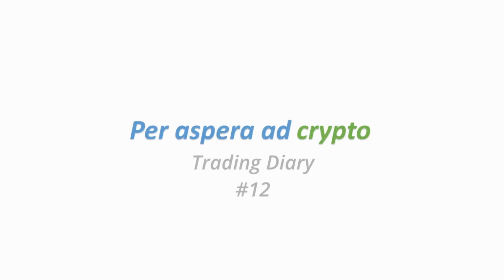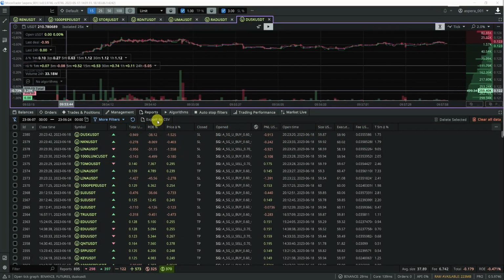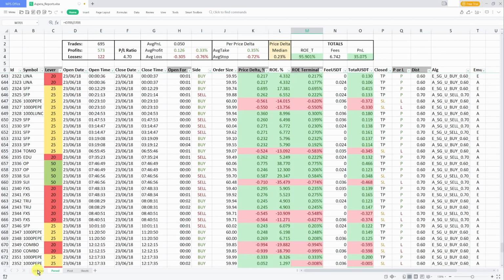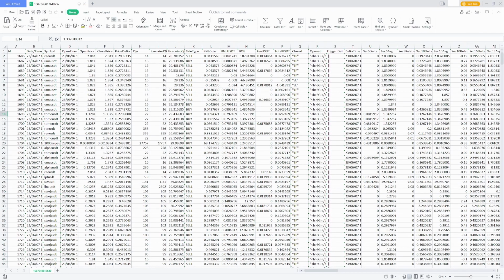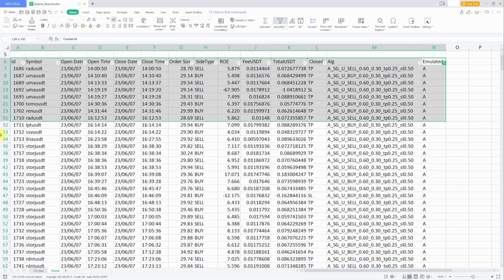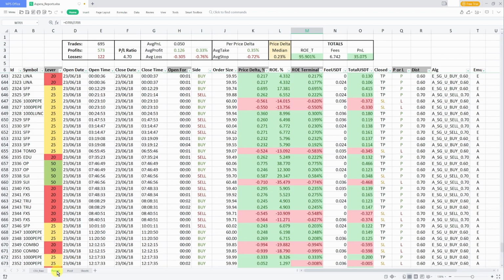Hi everyone. In today's diary, I will show you further improvements that I have made to the CSV reports that I extract from Moontrader and paste into a spreadsheet. I'll show you how we went from this to then this and now to this. To me, this is a thing of beauty. I really enjoy making it.